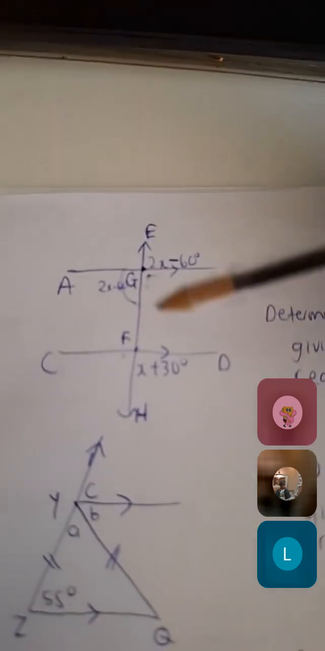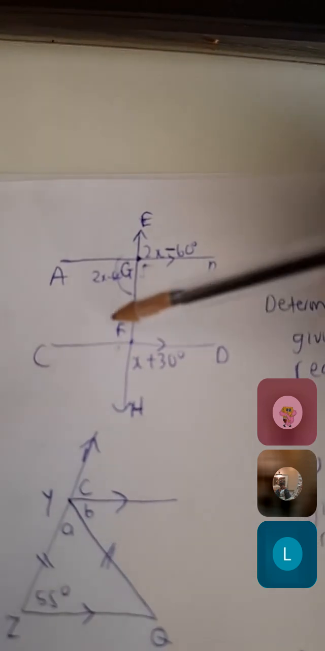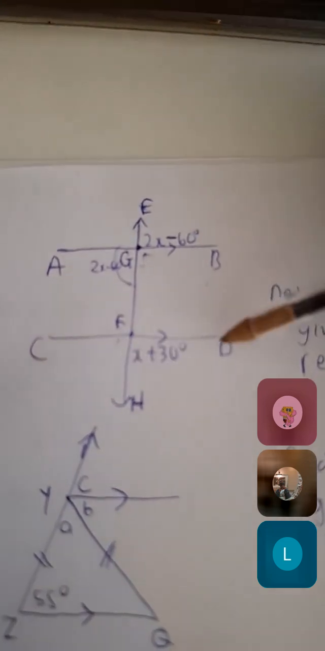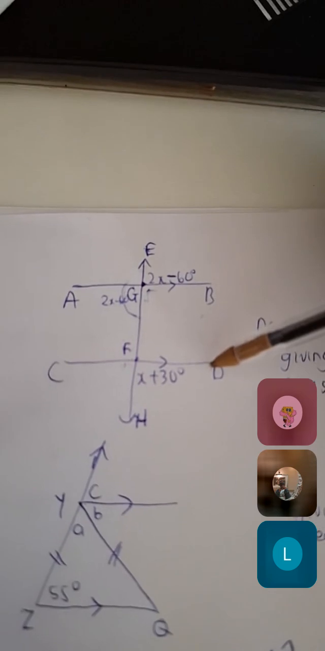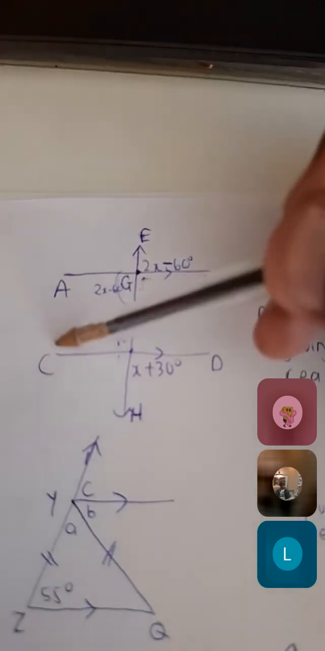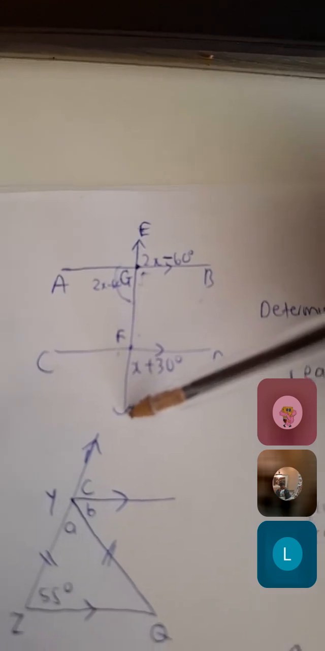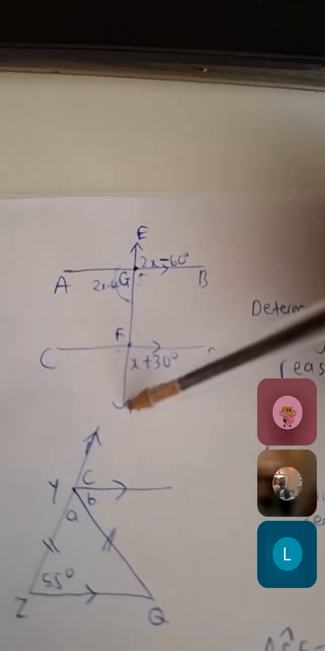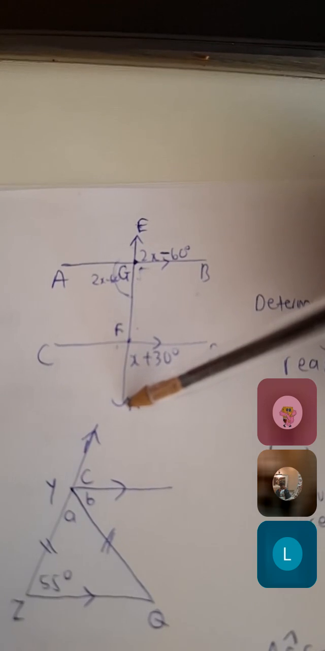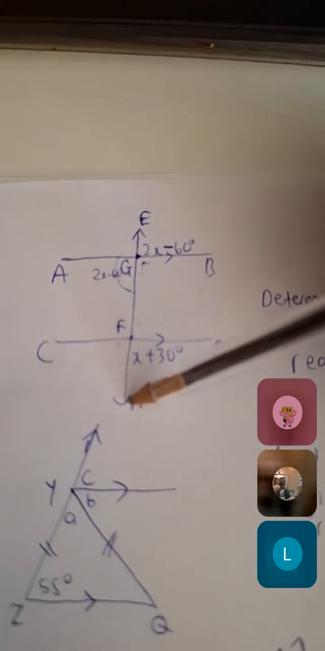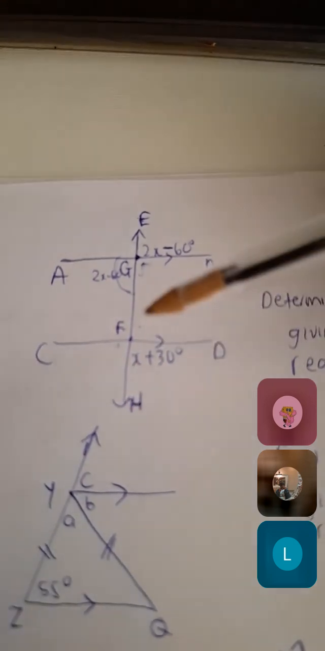CFH is equal to DFH, which is x plus 30. So you're saying CFH is equal to D. No man, something is wrong.